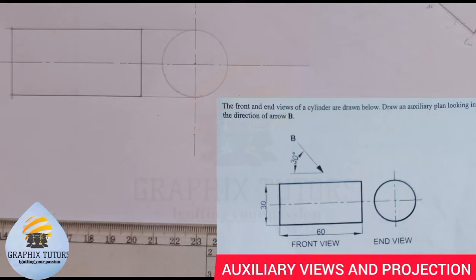Now the next thing we will do, we should draw the auxiliary plan. Now the auxiliary plan of what? You should draw the auxiliary plan looking in direction of the arrow B. So that means you're going to project the front elevation. Is that okay now?